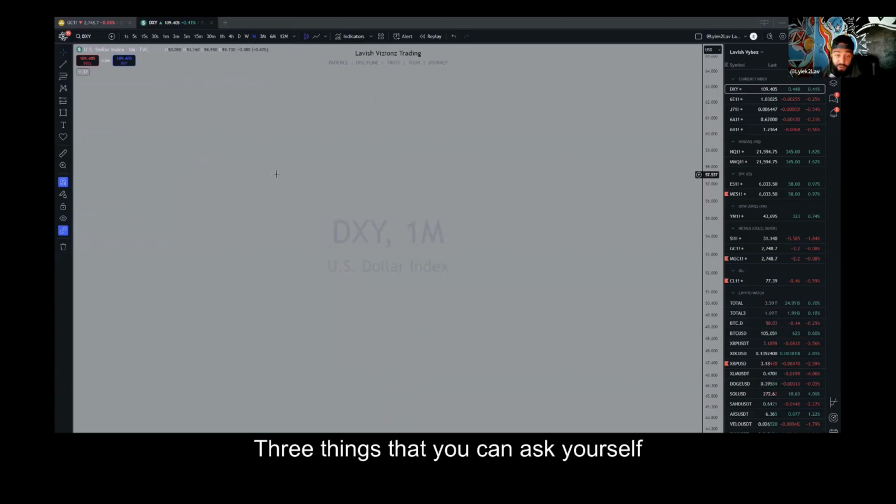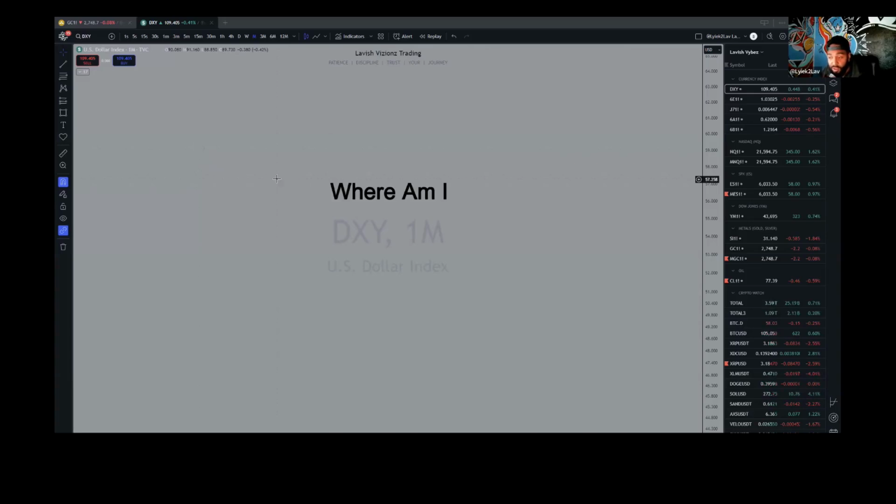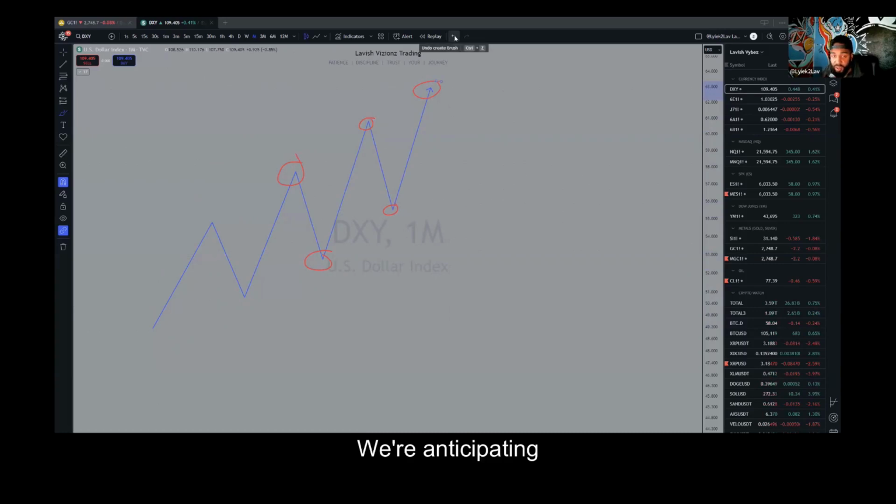Three things that you can ask yourself every time that you come to a chart is, where am I at? Where did I just come from? And where am I going? If we draw out our structure and we have an uptrend, we're following it. Higher high, higher low, higher high, higher low, higher high. We're anticipating a new higher low.